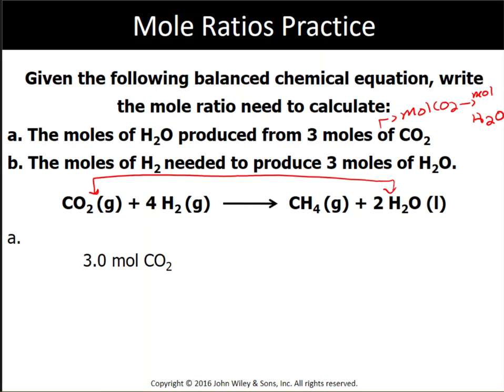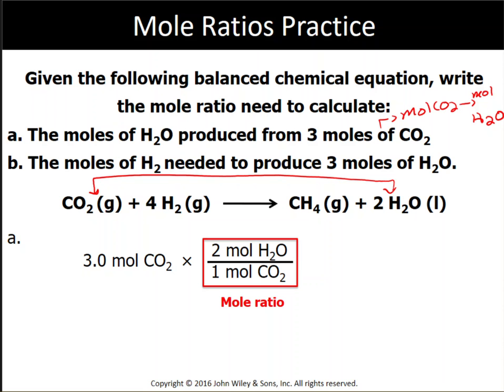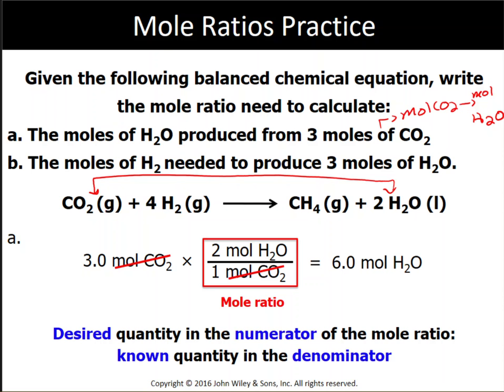So you start with 3 moles of carbon dioxide. Based on the balanced reaction, 2 moles of water are produced from a reaction of 1 mole of carbon dioxide. Now, moles of carbon dioxide and moles of carbon dioxide cancel out. You end up with moles of water.